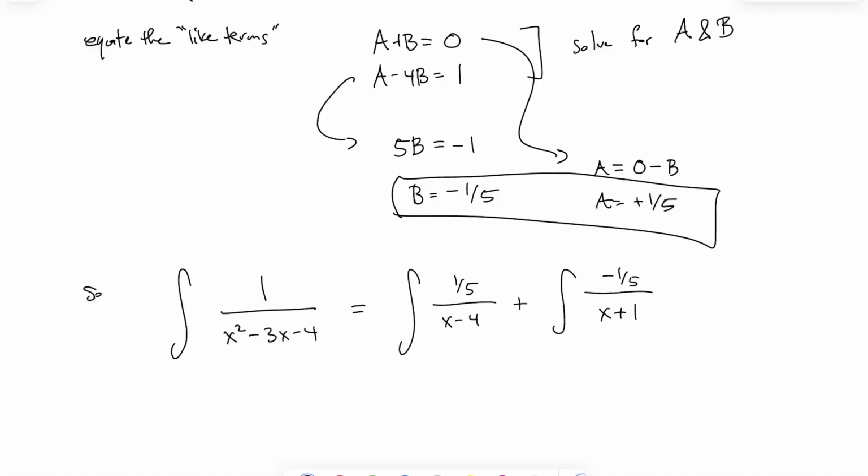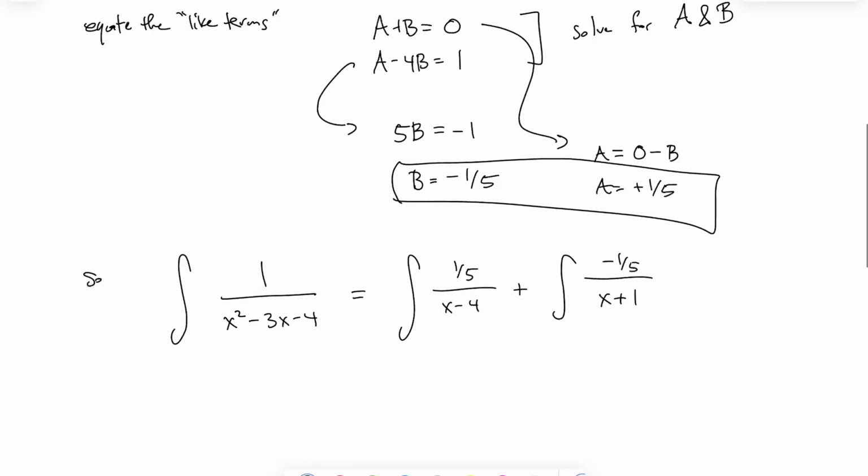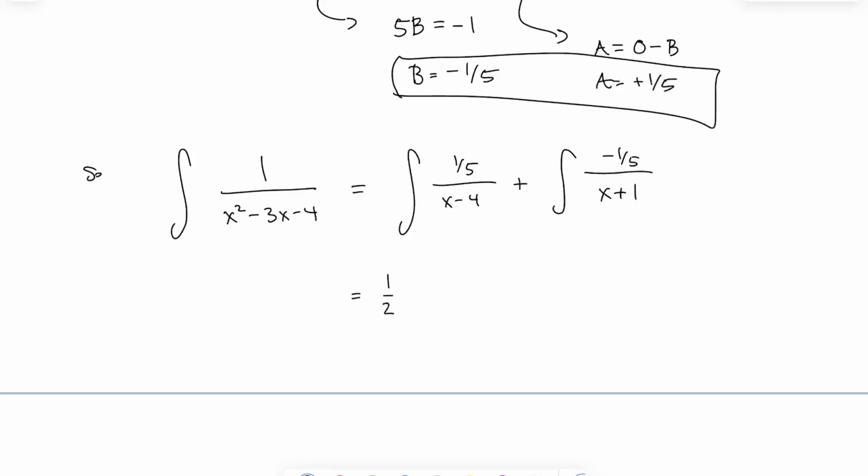All right, that's the partial fractions decomposition of the thing we started with. And now those integrals are both easy to do. They're just a natural log with those constants up top. You can just pull them out of the integral. So this one is 1/5 natural log of x minus 4. And then this one is negative a fifth ln of x plus 1, like so. All right, that's the partial fractions trick. That's how we do it.